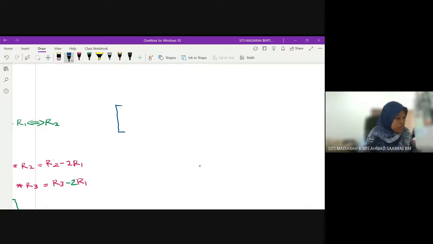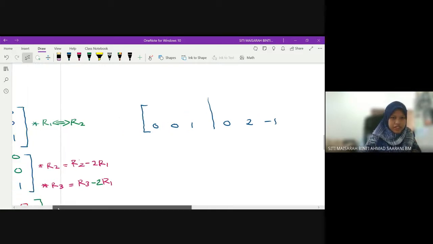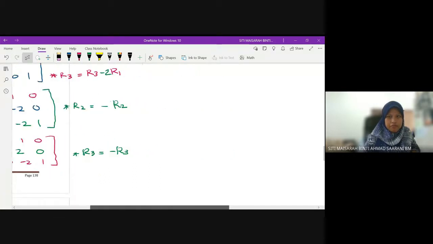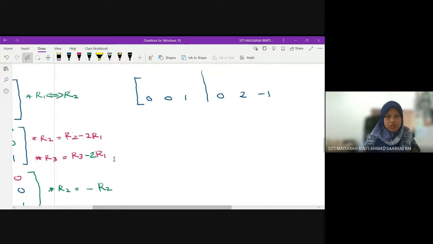Okay. Then row 3 dia akan jadi 0, 0, 1, 0, 2, negative 1. Tengok balik tepi ni. 0, 0, 1, 0, 2, negative 1. Okay. Daripada third row ni kita darab dengan negatif 1, it's become 0, 0, 1, 0, 2, negative 1.